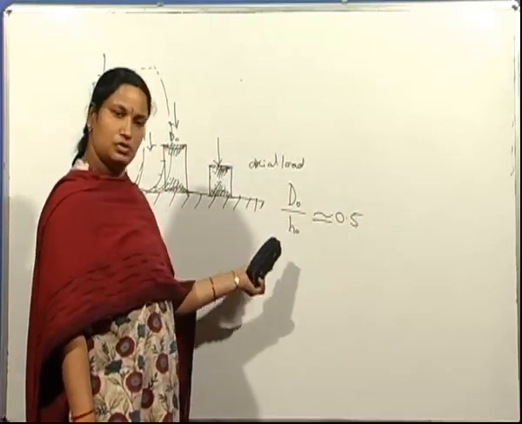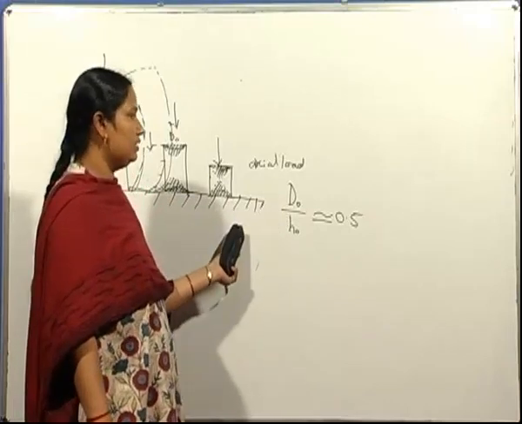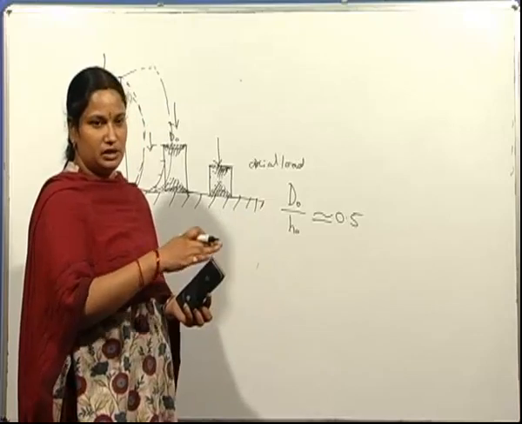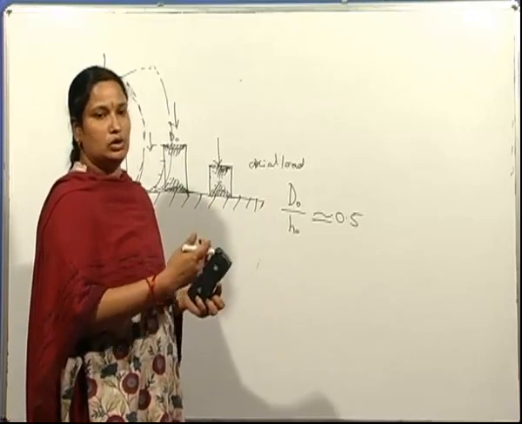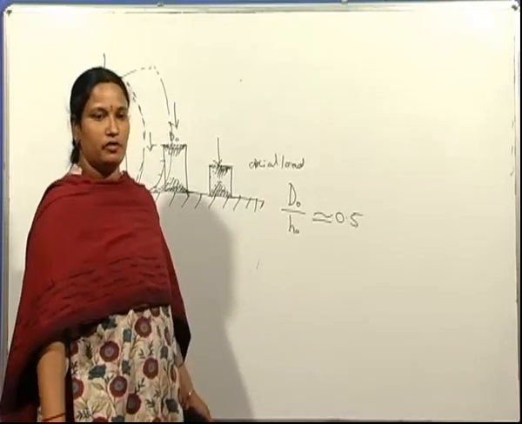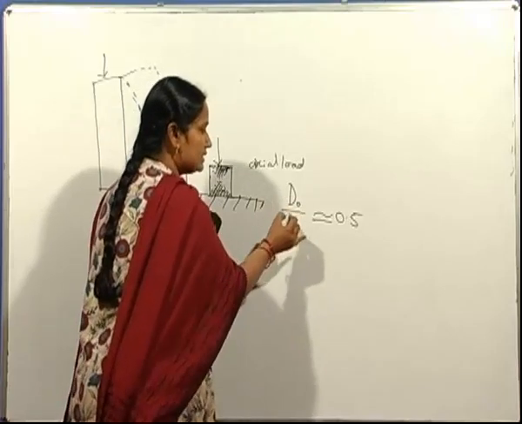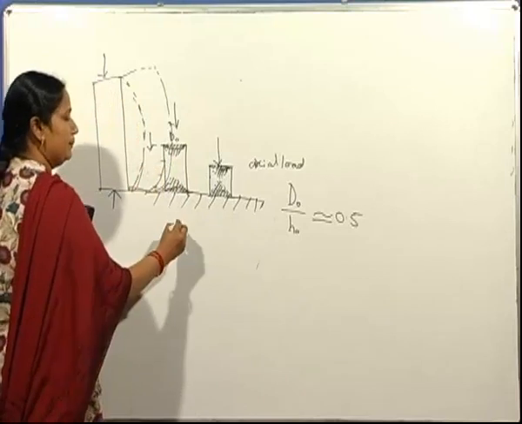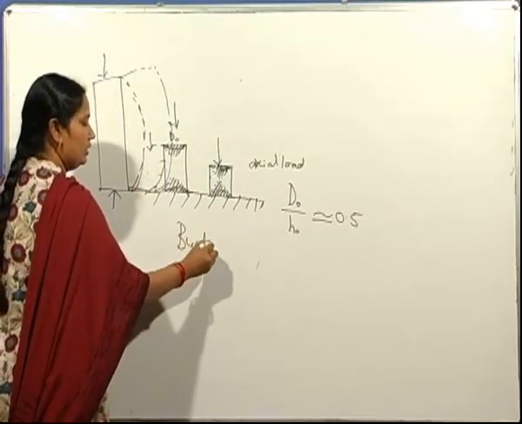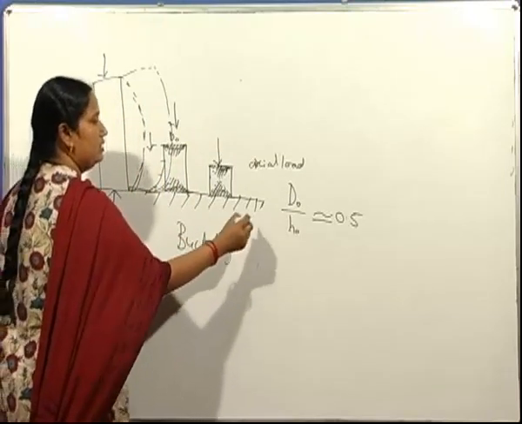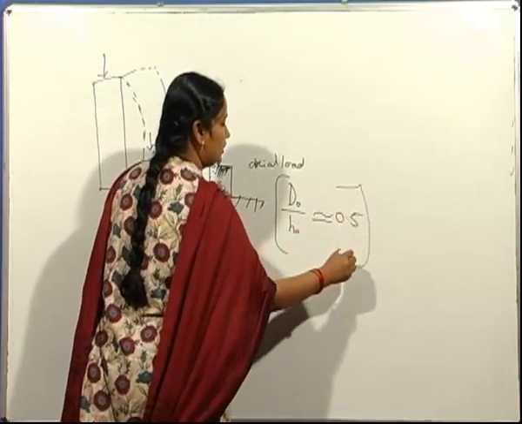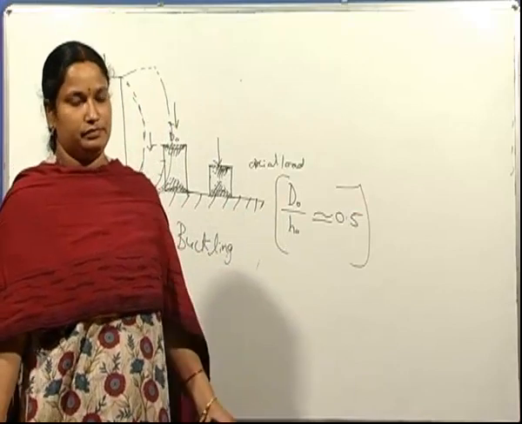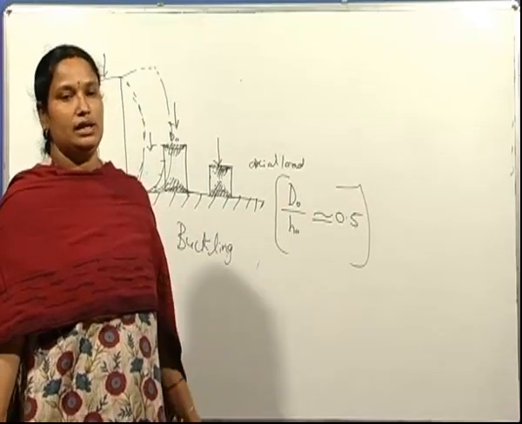D0 by H0 should be lower. It can be lower mainly to avoid this problem, this undeformed region which requires more load to cause the same amount of reduction. But as this ratio is lowered, still the problem is that buckling occurs. So in order to avoid this buckling, this D0 by H0 ratio should not be less than 0.5, or else buckling will take place.